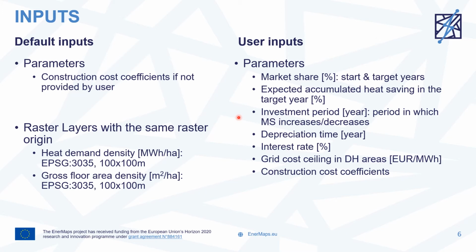investment period in which market share increases or decreases, depreciation time, interest rate, grid cost ceiling in district heating areas, which is a parameter showing that distribution grid cost should not exceed this value. And finally, construction cost coefficient, which is an optional parameter and is already provided by the tool itself.